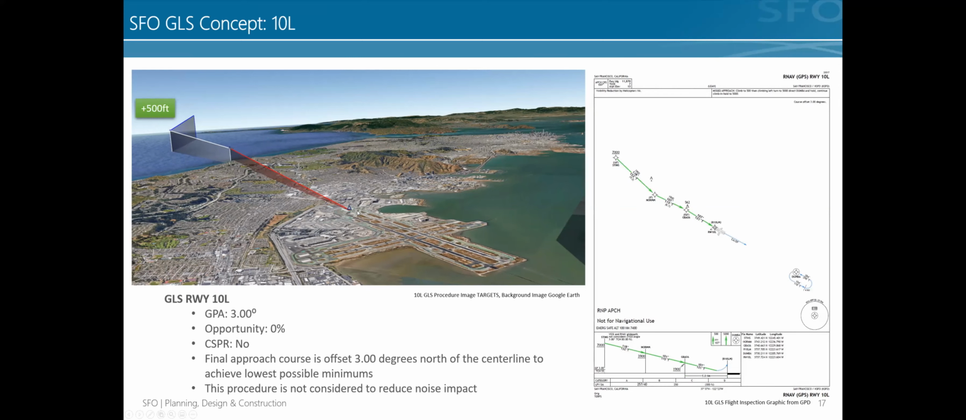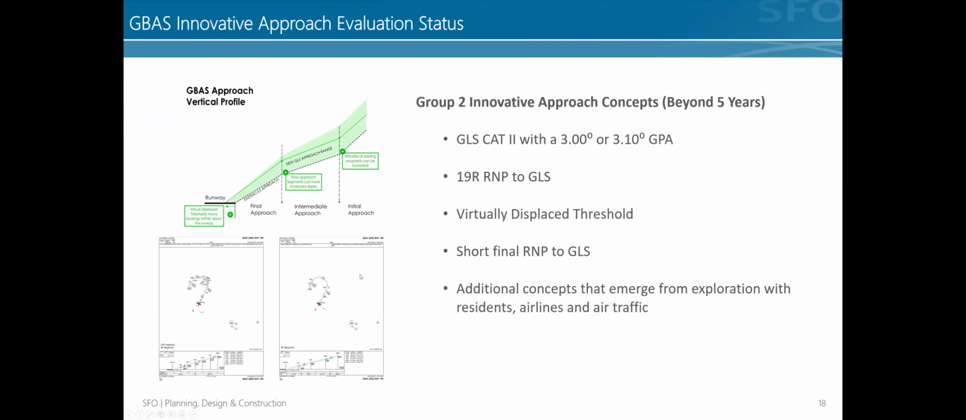There are some technical reasons related to the visual aids about why we're not trying to pursue that, from our exploration here with folks. But suffice it to say, on 10 left, there is no opportunity to increase the glide path angle because of the nature of the offset approach. So those are our group 1 innovative procedures.